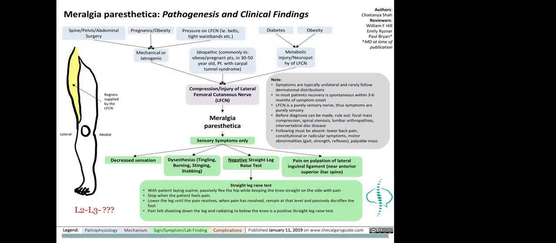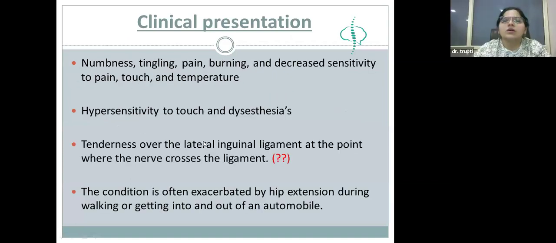You have to go 8 centimeters below the ASIS, and there you have to palpate or press the area. That is the area where the nerve is a bit superficial. When you are pressing or palpating it, if symptoms are generated again, that means the nerve is getting impinged. But there are variations according to anatomical variations, because we have seen the nerve doesn't always have the same route. It can change its route. So we have to palpate the complete area and check whether you are able to produce the symptom or not.